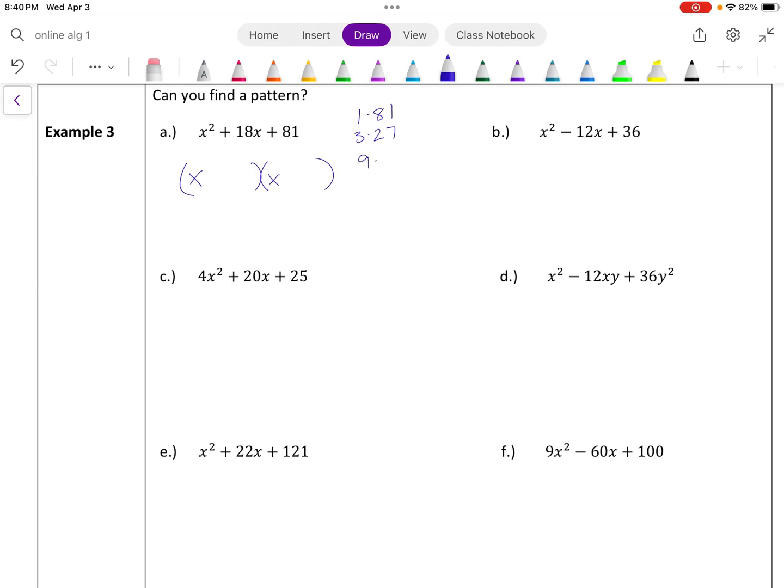If I can remember them all. Okay. I want the one that's going to add to be 18. 9 and 9 is 18.